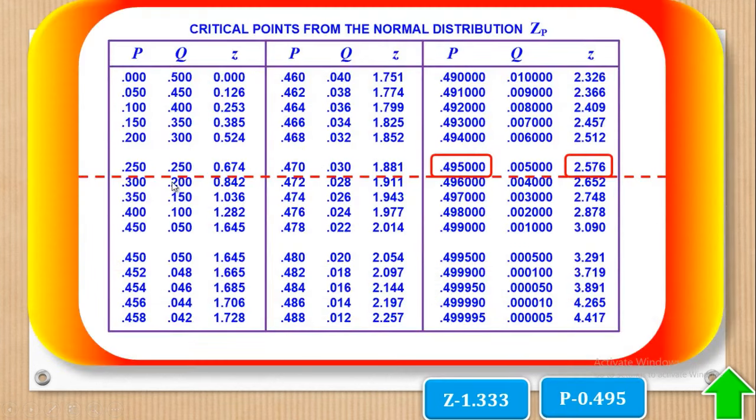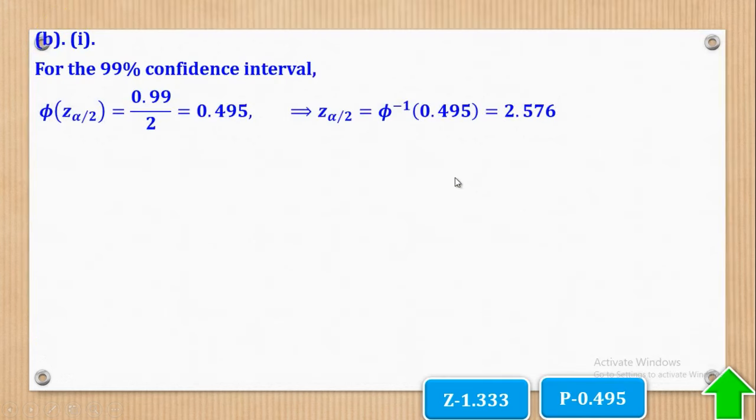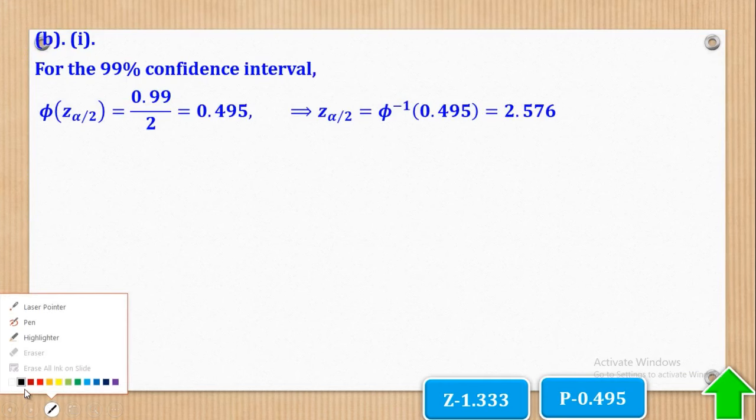Therefore, we shall also use mathematical tables. This time the good thing is that this value is exactly the same as the value in the critical point. So if you look at the critical points, 0.495 is there under P. So remember, phi is the probability and the critical points is the column of P. So 5 is that. Therefore the corresponding Z value is 2.576.